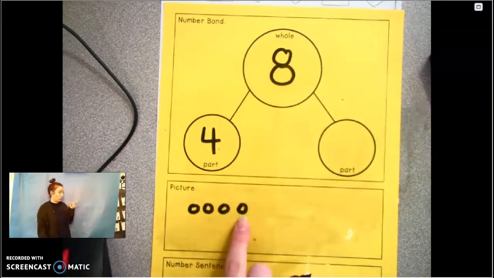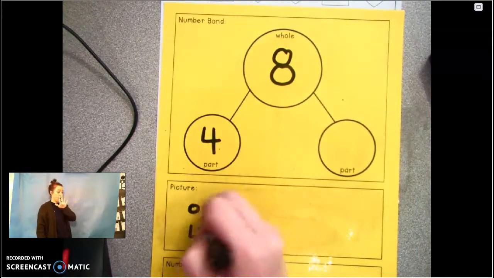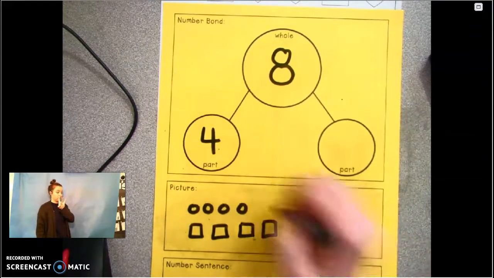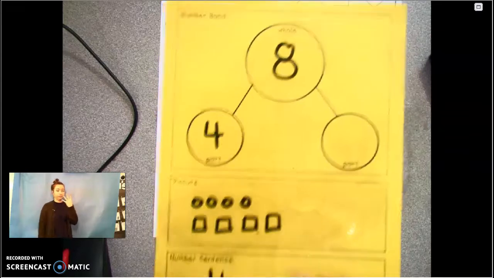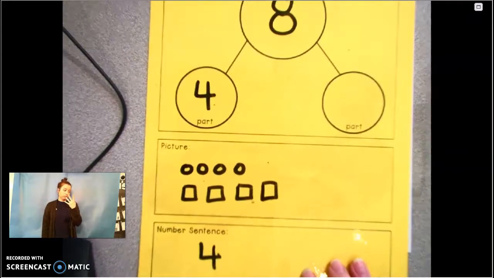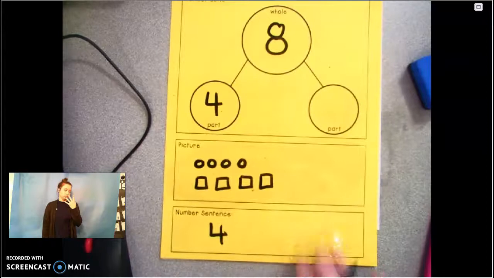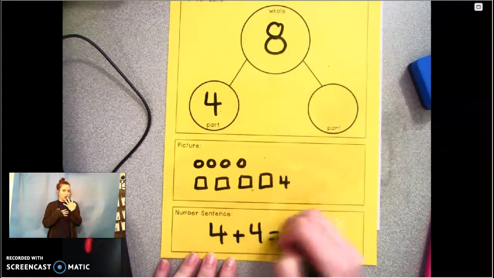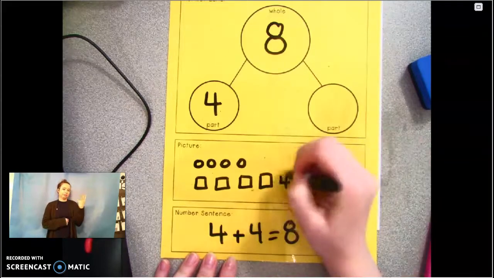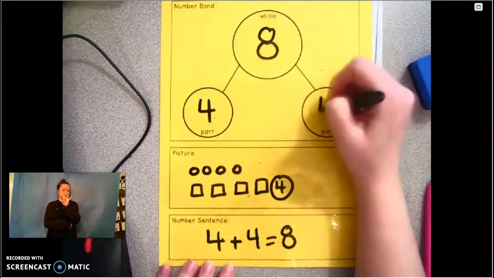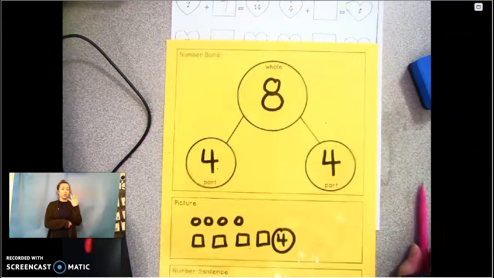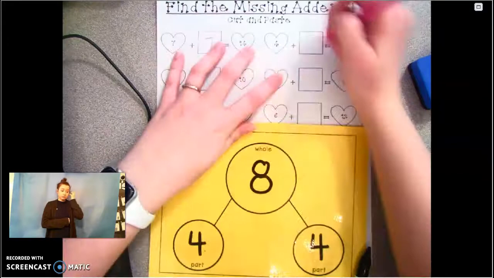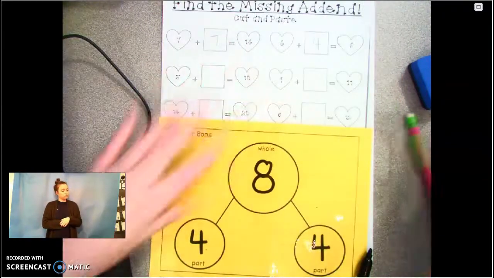So I start counting with 4. 5, 6, 7, 8. So I had 4 plus how many squares? 4 equals 8. So my piece that I was missing was 4. So 4 plus 4 equals 8. So I'm going to write 4 as my answer.